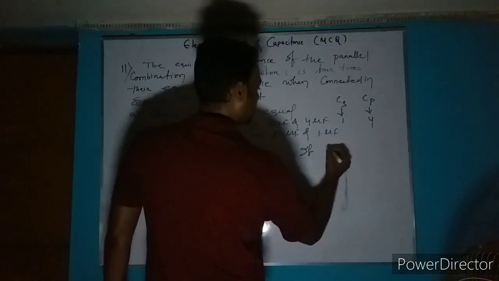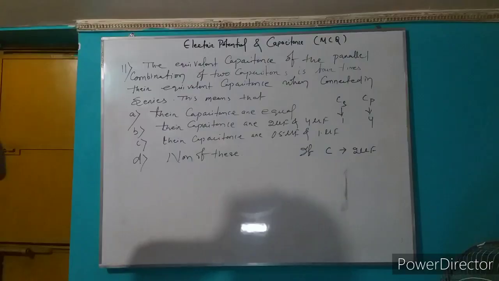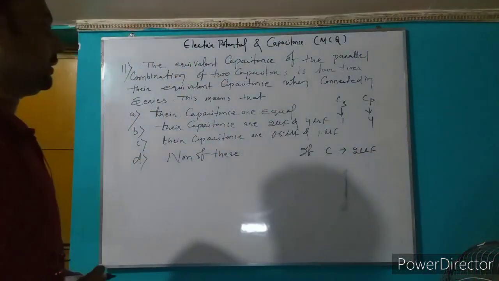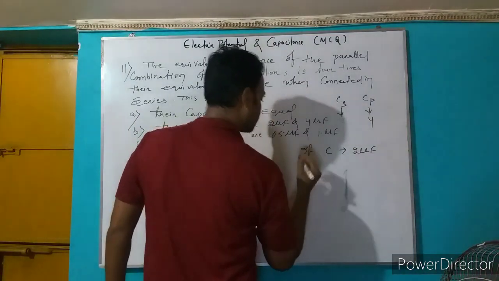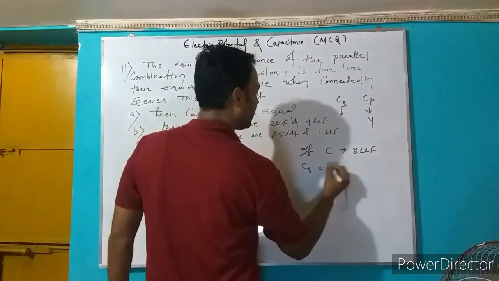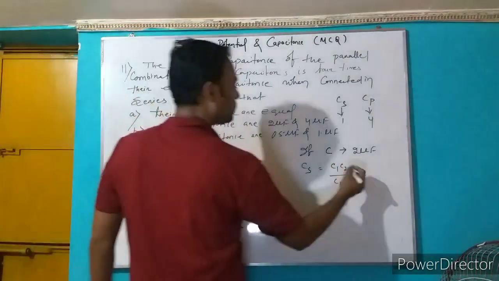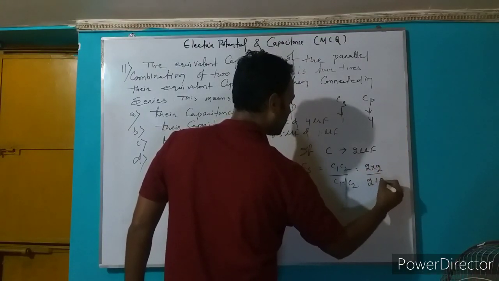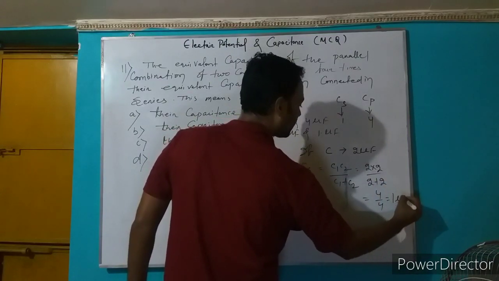Here, if we assume C is given by 2 microfarad, then in series connection the net capacitance is given by C1 C2 divided by C1 plus C2. C1 C2 means 2 into 2 divided by 2 plus 2, that means 4 by 4, which is equal to 1 microfarad.